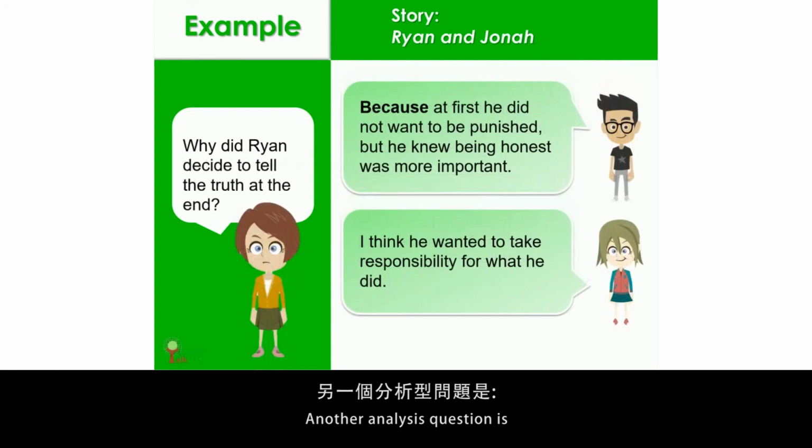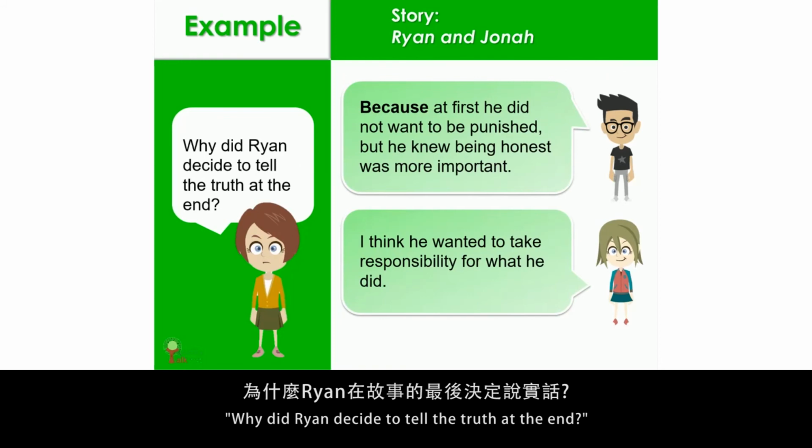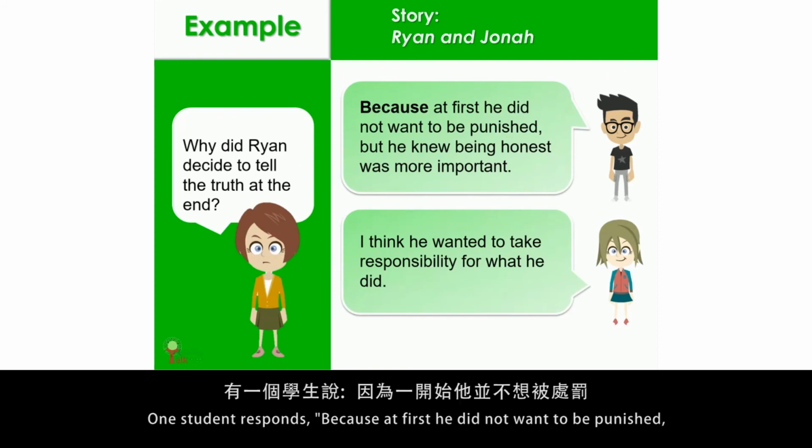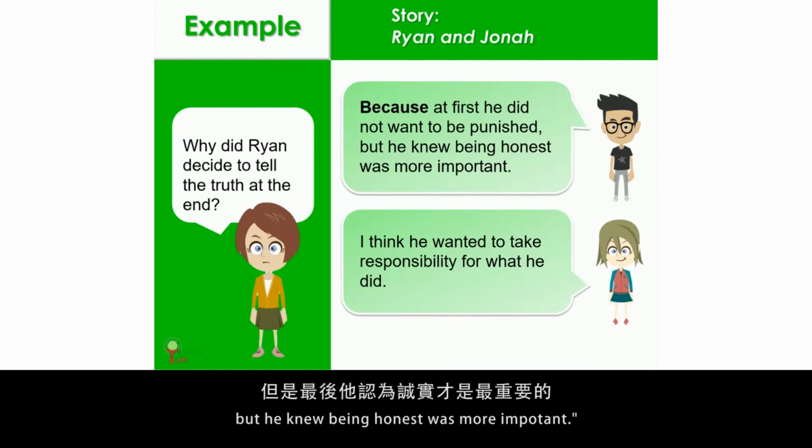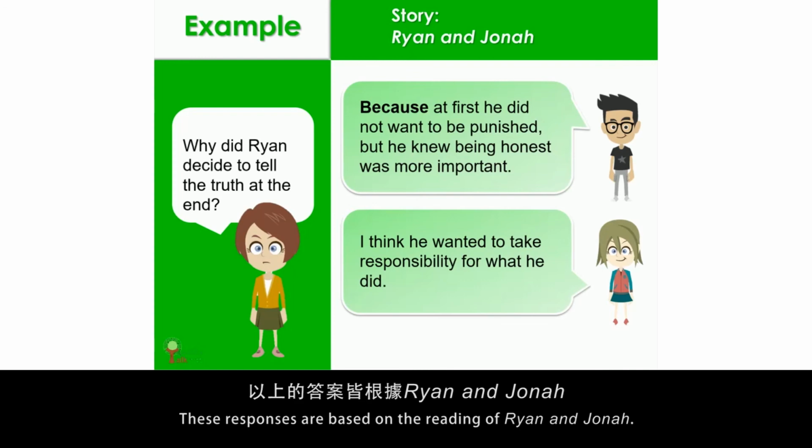Another analysis question is, why did Ryan decide to tell the truth at the end? One student responds, because at first he did not want to be punished, but he knew being honest was more important. These responses are based on the reading of Ryan and Jonah.